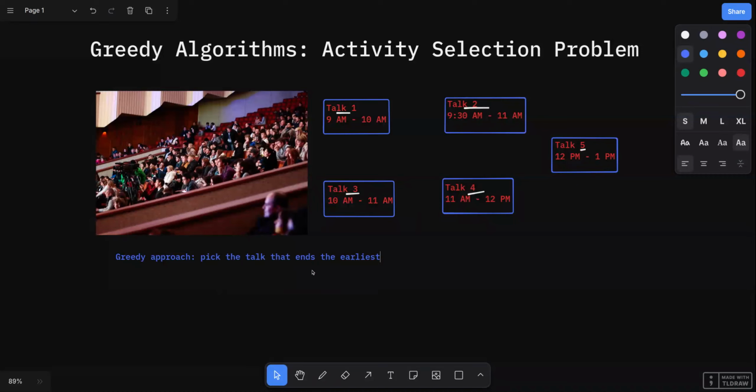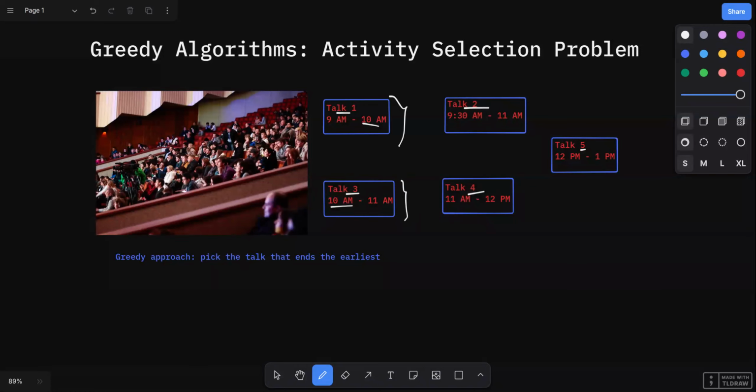The step by step process here would be, we start by picking the talk that finishes the earliest. In this case, it's going to be talk one, which starts at 9 a.m. and ends at 10 a.m. After talk one, the next available talk that doesn't overlap is talk three, which starts at exactly 10 a.m., the time that the first talk ends.